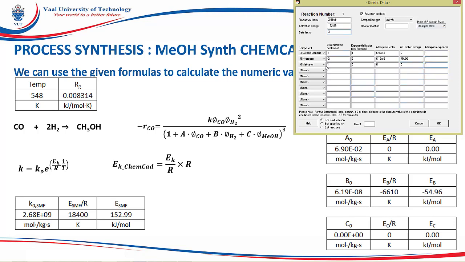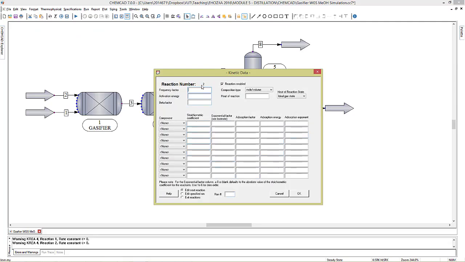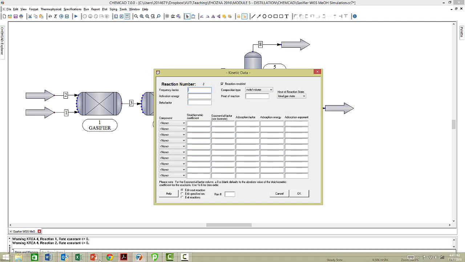If you can relook at this again, everything has been entered. Don't worry about the heat of reaction because it will be calculated from the ideal gas state. The reaction has to be enabled for the reaction to be used by Chemcad. If you click OK, it gives you the second reaction, which is reaction number 2.